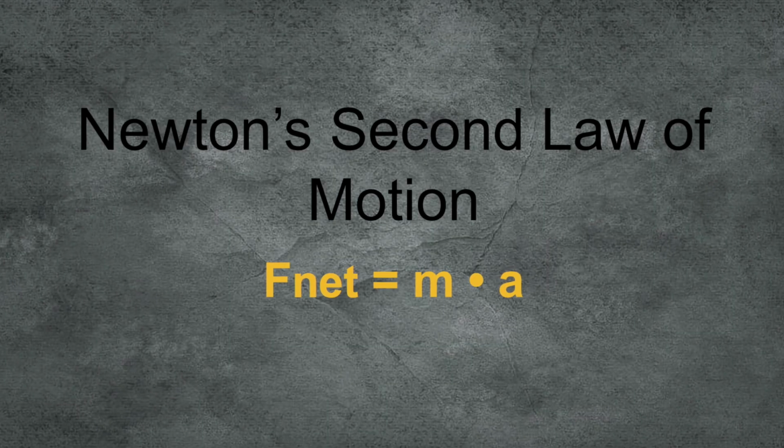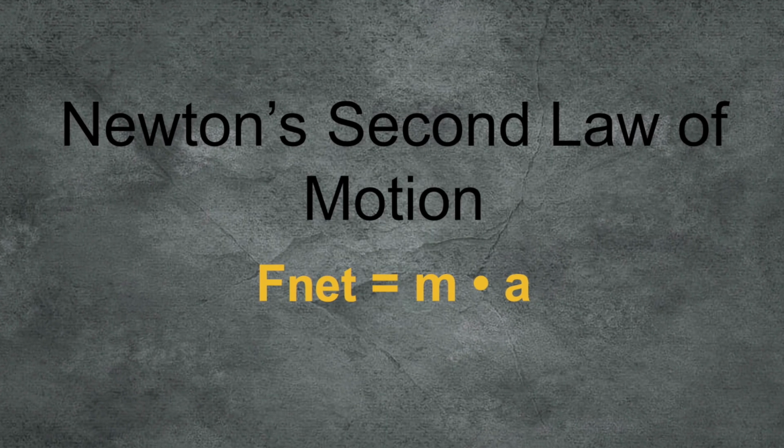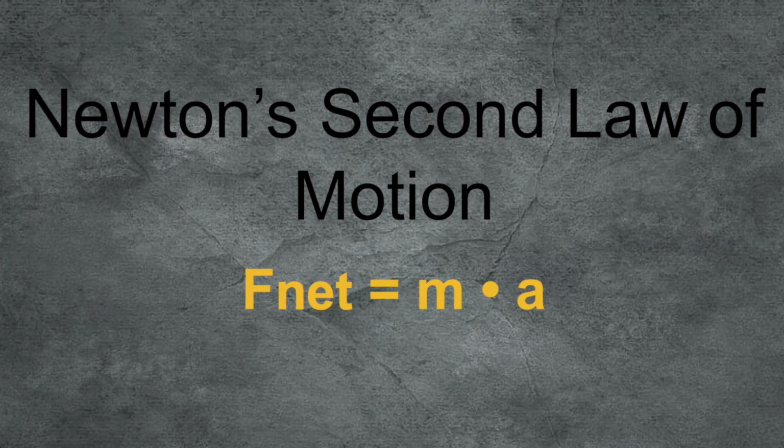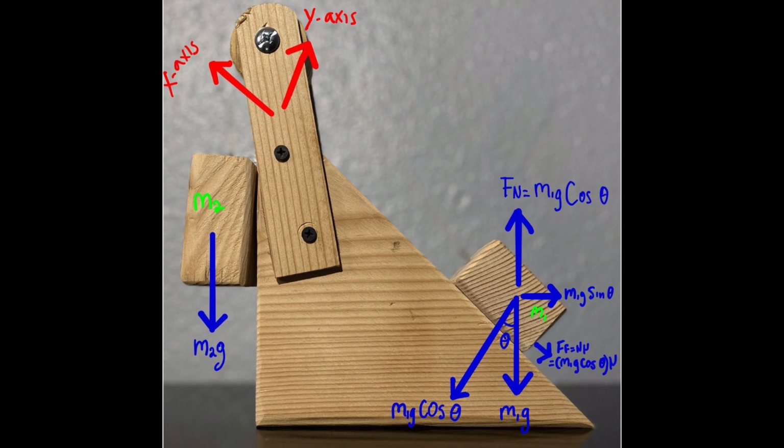This system is based on Newton's second law of motion, which states that all forces on an object are equal to the mass times the acceleration. In this system, two boxes are connected by a string that passes over a pulley. One is resting on the ramp and is represented as M1, in color green, with a mass of 5 kilograms. The second box is hanging from the string and is represented as M2, also in color green, with a mass of 6 kilograms. The ramp has an angle of 30 degrees. The friction coefficient in this case will be 0.2, since that's the kinetic friction of wood on wood.